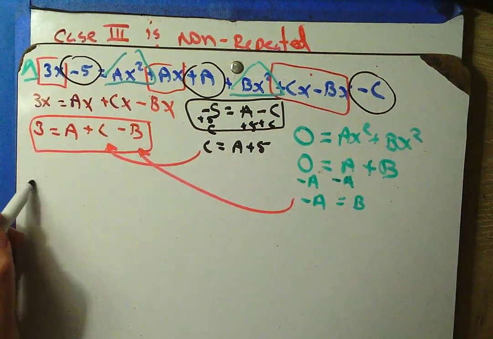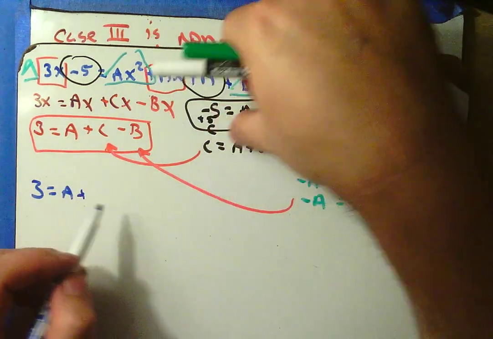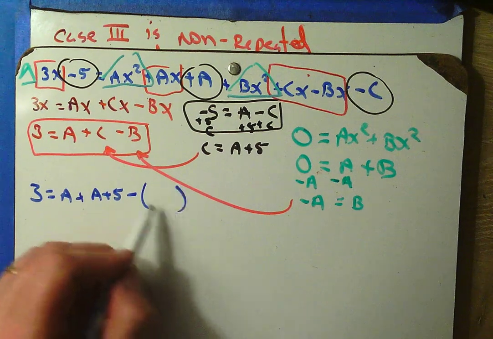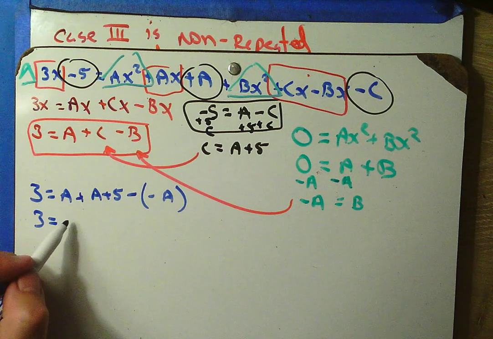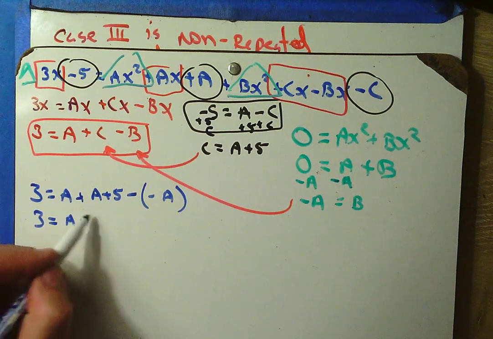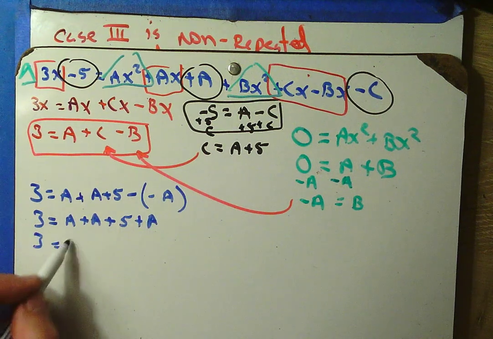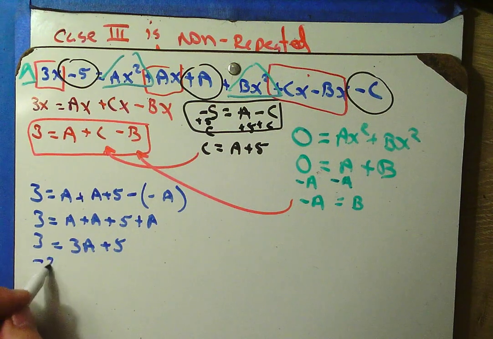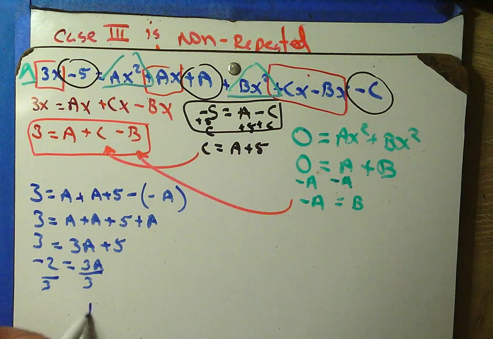I'm going to have 3 equals a plus our c, which is a plus 5, minus our b, which is negative a. So this is going to be 3 equals a plus 5 plus a, or 3 equals 3a plus 5. If I subtract 5, I get negative 2 equals 3a. I divide by 3, I get a equals negative 2/3.